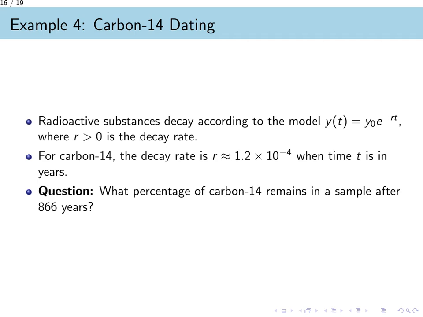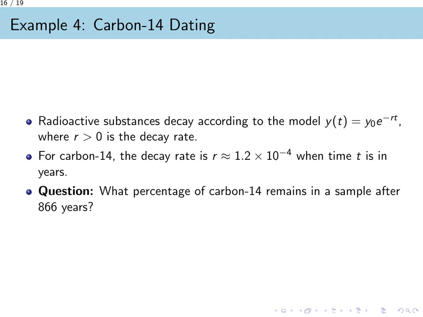Now we can see a powerful application of exponential functions in modeling radioactive decay, a process used for things like carbon dating ancient artifacts. The model is y of t equals y naught times e to the power of the quantity negative r times t, where y naught is the initial amount of the substance at time 0. The new term here is r, a positive constant called the decay rate, which measures how quickly the substance disappears.